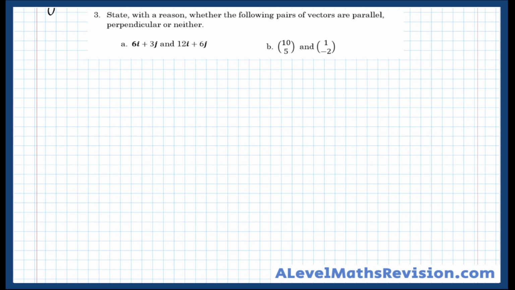So to test whether they're parallel, we've just got to try and spot whether one is a multiple of the other. So I can see here for part A, 6i plus 3j is equal to half of 12i plus 6j. Therefore, they're parallel.